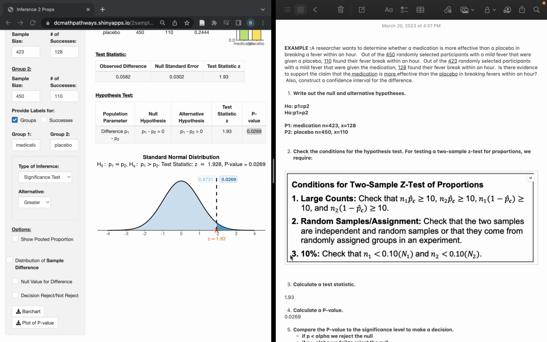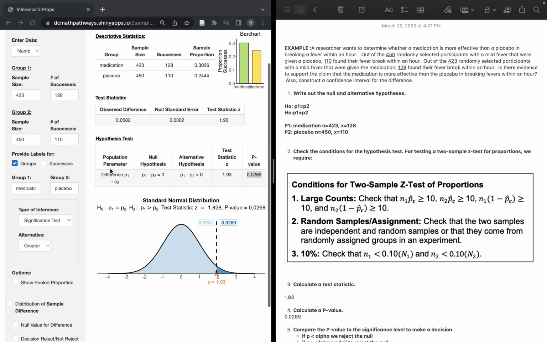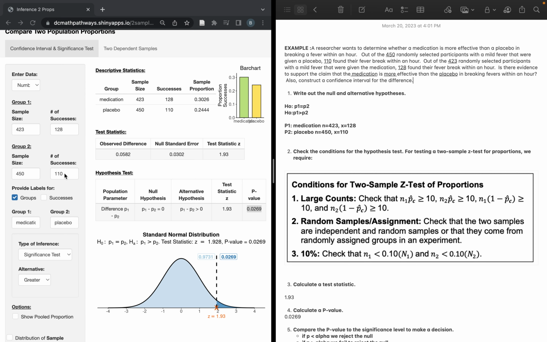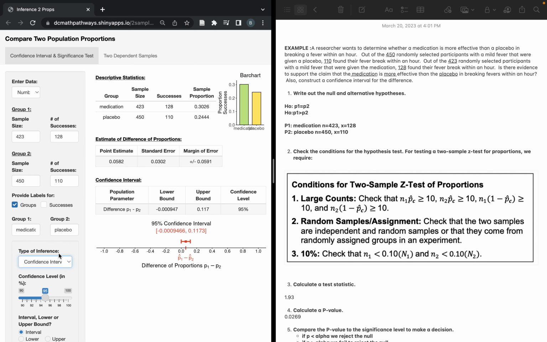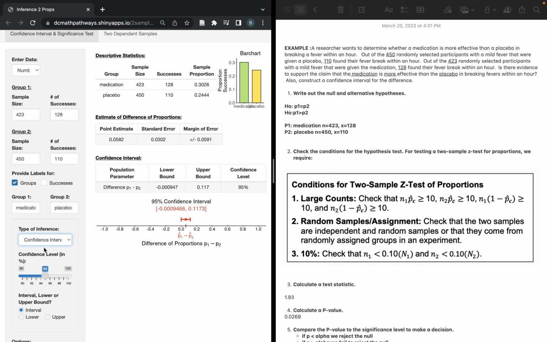All right, so now that we have done the hypothesis test, we're going to go ahead and construct the confidence interval. So all we have to do, now that all the information is already put in, you can go back to the previous video if you want to see how to do that. All we're going to do is change our test to confidence interval.